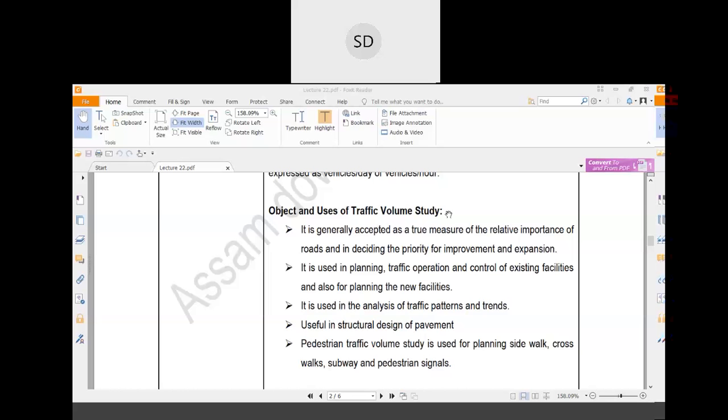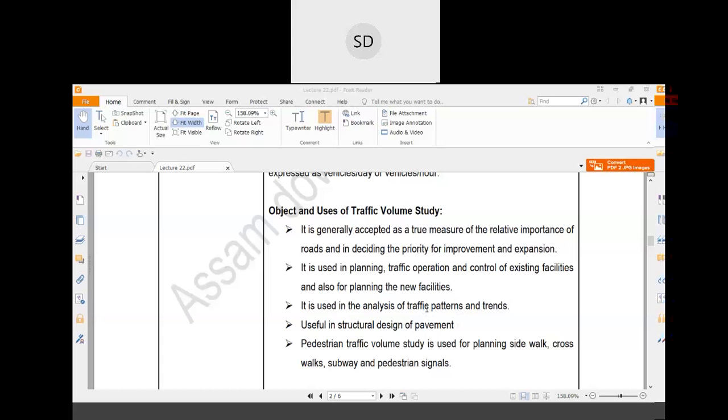Basically, that is the primary factor which decides whether a road, or the characteristics of the road, should be improved or not, and how important that road is. It is used in planning, traffic operation, and control of existing facilities, and also for planning new facilities. Suppose there is a signalized intersection. By means of the traffic volume study, you will understand whether the signalized intersection is performing properly, or you have to go for another type of intersection like an overpass or underpass.